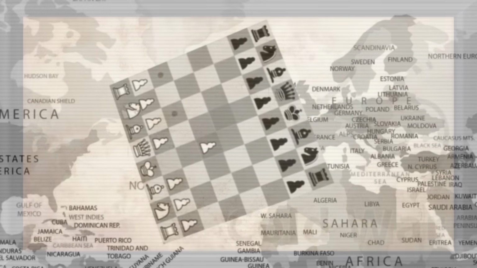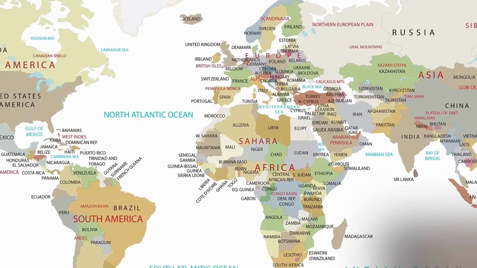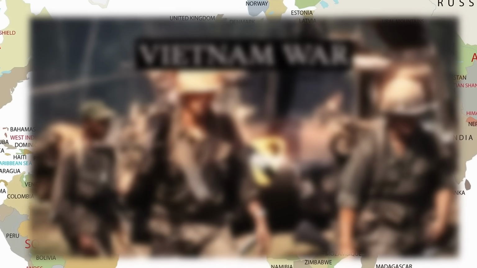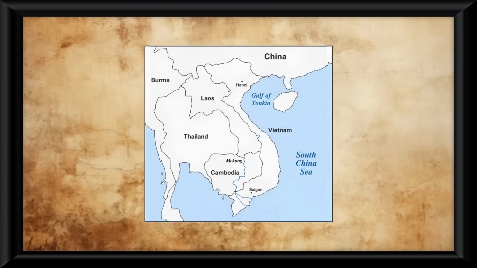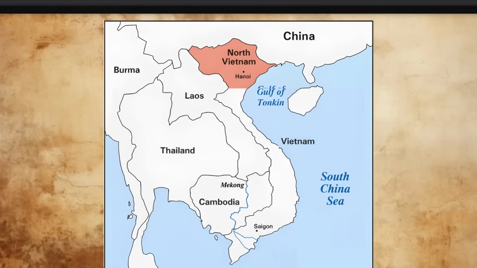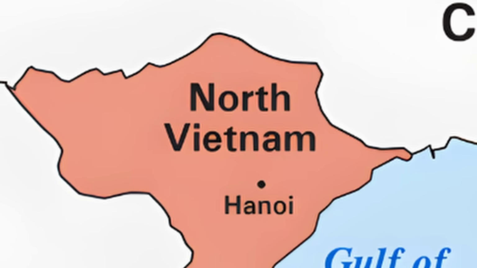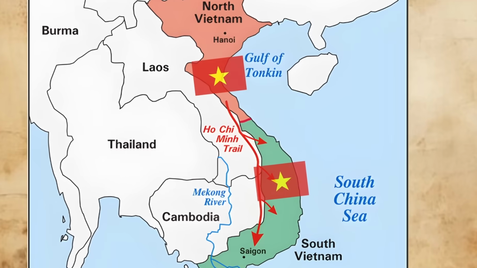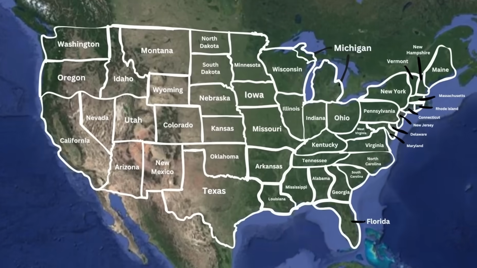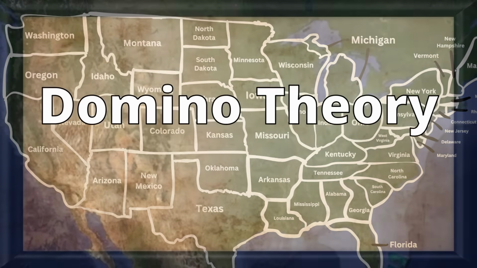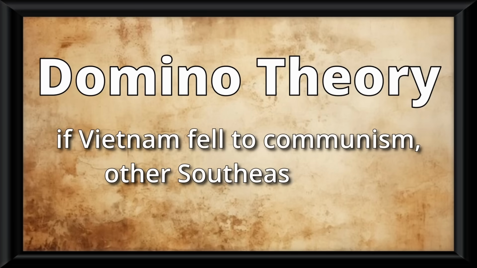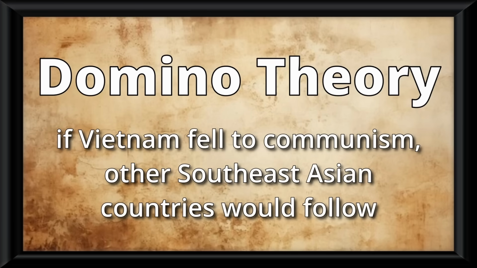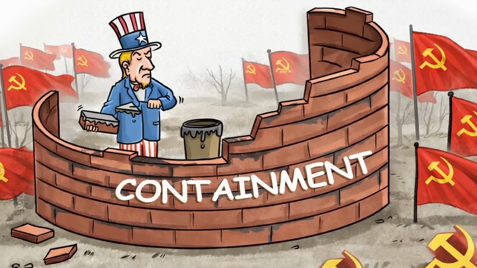So this Cold War is intense in many ways, but it is not over by a long shot, and it's time to talk about one of its biggest conflicts, which was the Vietnam War. So let's look at a map of Southeast Asia. After defeating France, Vietnam split into the communist North under Ho Chi Minh and the non-communist South Vietnam, and almost immediately the two sides go to war. The US's thinking here will be the domino theory, which was the belief that if Vietnam fell to communism, other Southeast Asian countries would follow. So the US essentially just wanted to contain communism's spread.